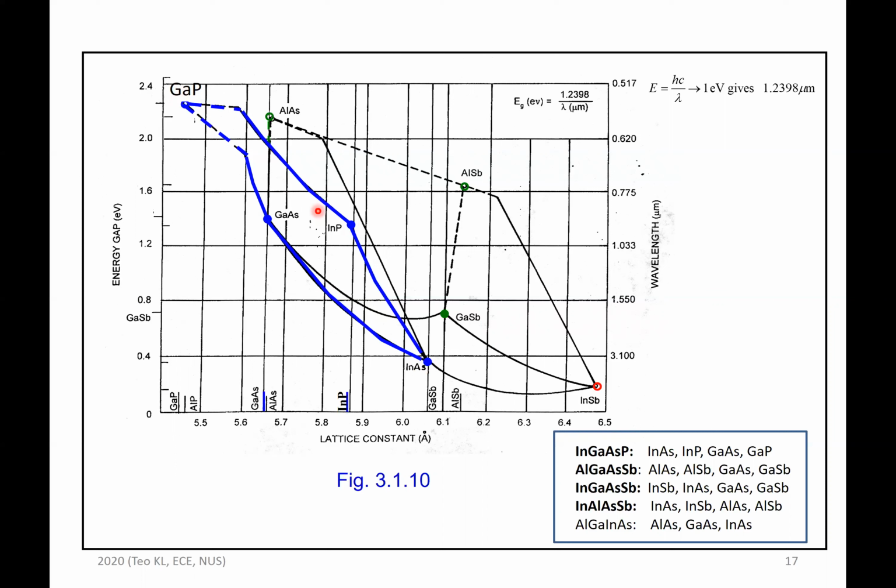Gallium phosphide to indium phosphide is the boundary line of indium gallium phosphide. Gallium phosphide to gallium arsenide is the boundary line of gallium arsenide phosphide. So the indium gallium arsenide phosphide quaternary alloy is bounded by the boundary lines of gallium arsenide phosphide, indium gallium arsenide, indium arsenide phosphide, and indium gallium phosphide. Now, these are dashed lines.